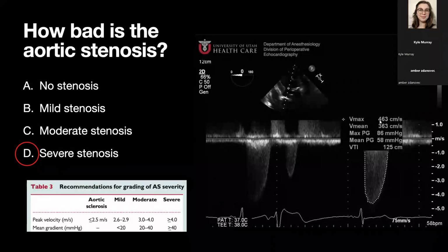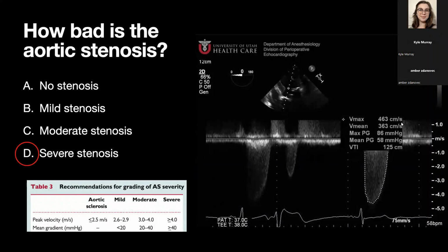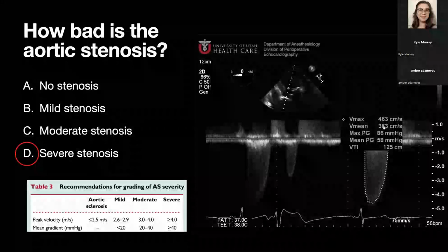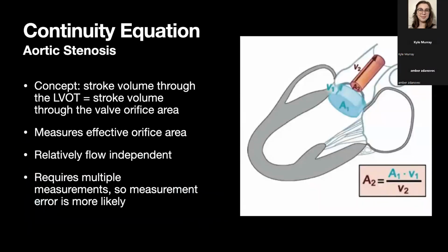And again, here's your velocity. Just note the units, because this chart's in meters per second, but a lot of machines will give you stuff in centimeters per second. So that's 4.6 meters per second, and your mean pressure here is 58. But we don't look at mean velocity, we look at peak velocity and mean pressure gradient. So the computer gives you more information than you need. All right, so those two are easy.